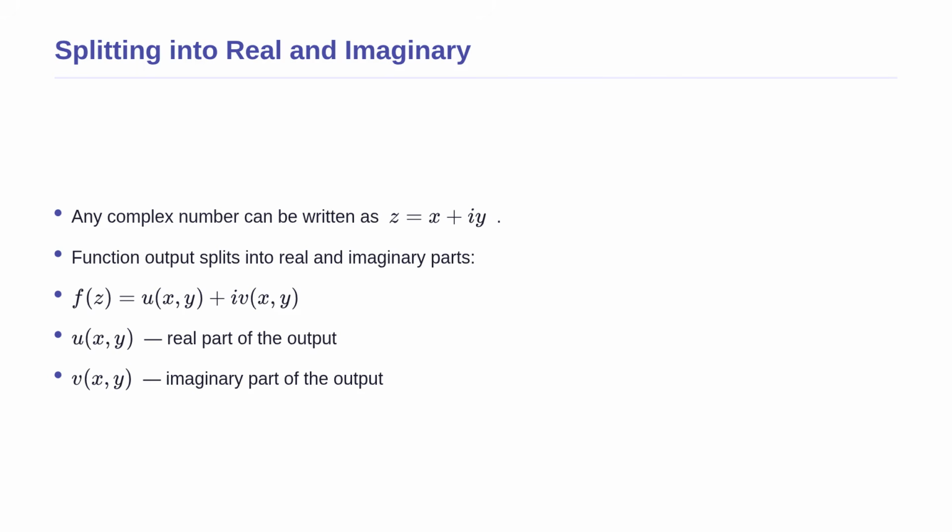Now that we know the derivative must be identical from all paths, how do we actually test this? We break our complex function into its real and imaginary parts. Any complex input z can be written as x plus iy. Similarly, the function's output can be split into a real number function u and an imaginary number function v. Both u and v depend on the real coordinates x and y. By splitting the function this way, we turn one complex equation into two real number equations, allowing us to use standard two-dimensional calculus to analyze different paths.